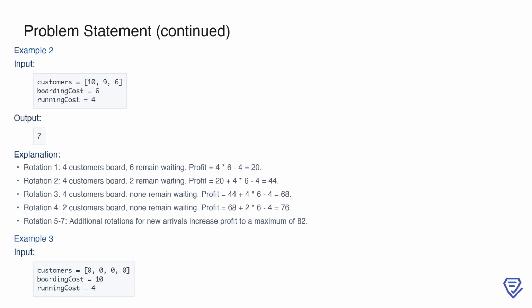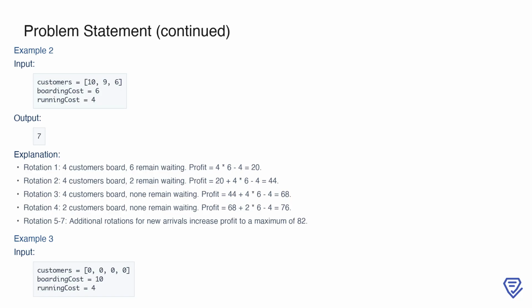Now consider the second example, where customers equals 10, 9, 6, boarding cost equals 6, and running cost equals 4. In the first rotation, 4 out of the 10 waiting customers board, leaving 6 behind. The profit for this rotation is 4 times the boarding cost, which is 24, minus the running cost of 4, resulting in a profit of 20. In the second rotation, another 4 customers board, leaving 2 still waiting. This adds another 24 minus 4 to the profit, making the total 44 so far.